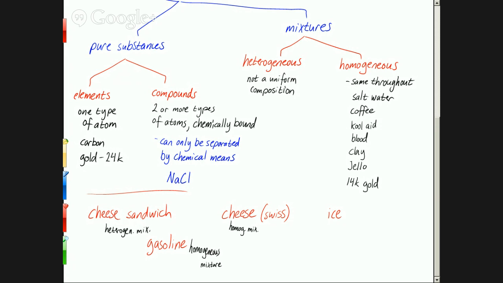Why is it a compound? Because it changed shape, but the actual atomic structure is the same. Yeah, ice is water, right? Okay. That is a compound.